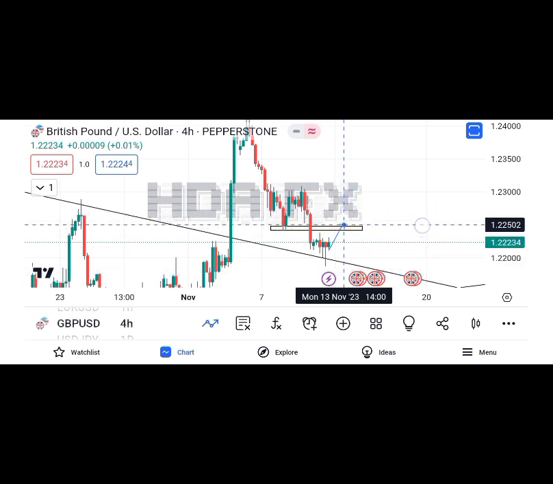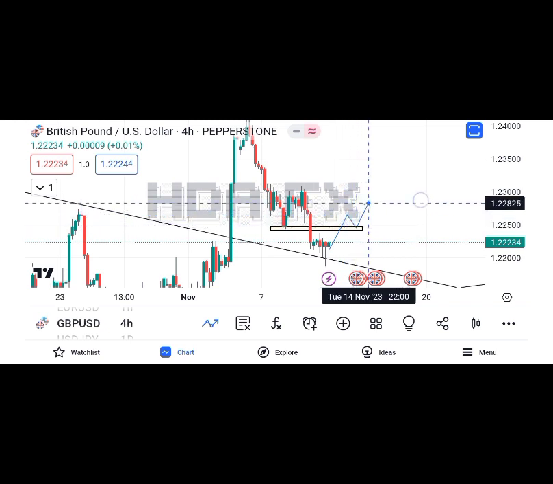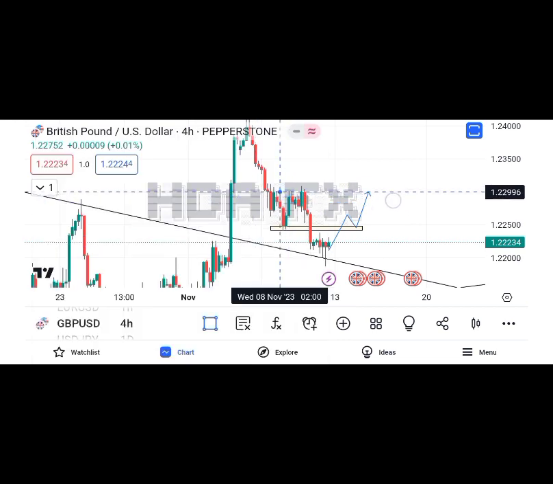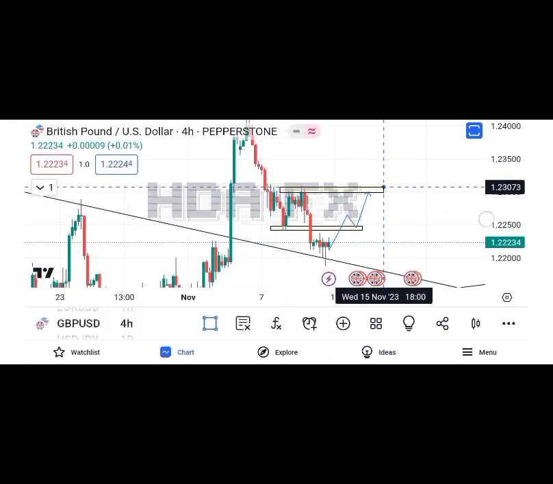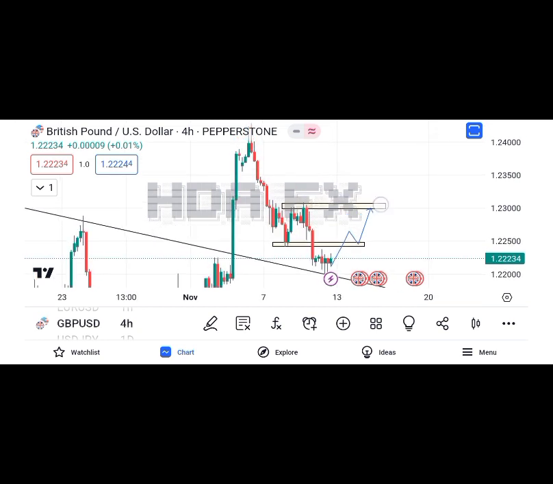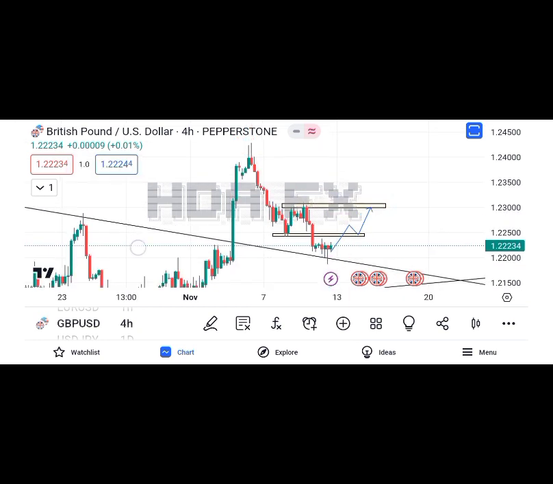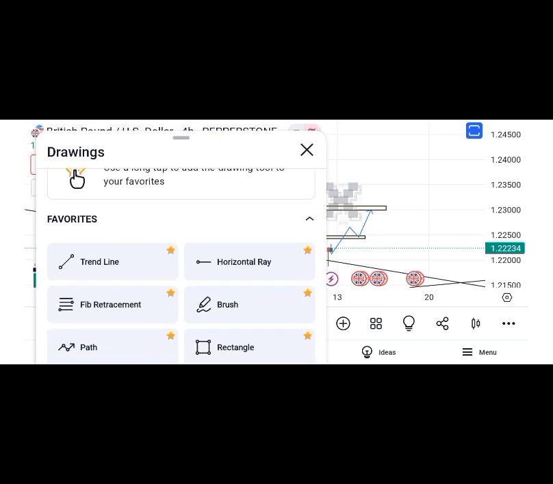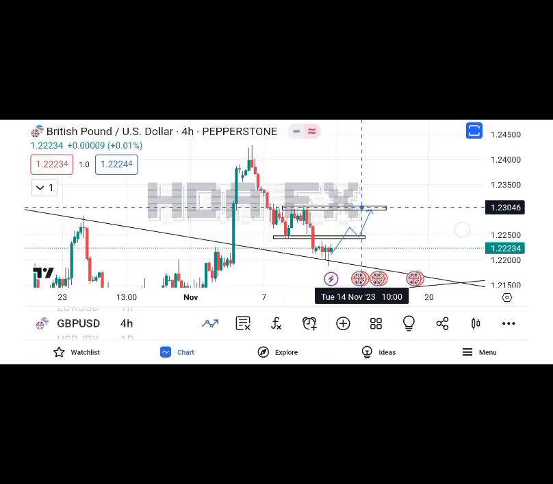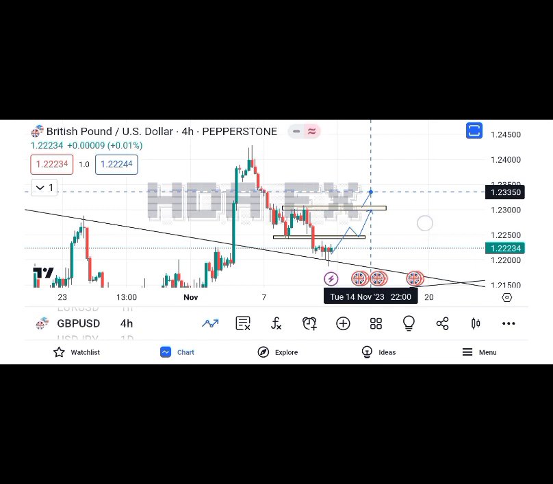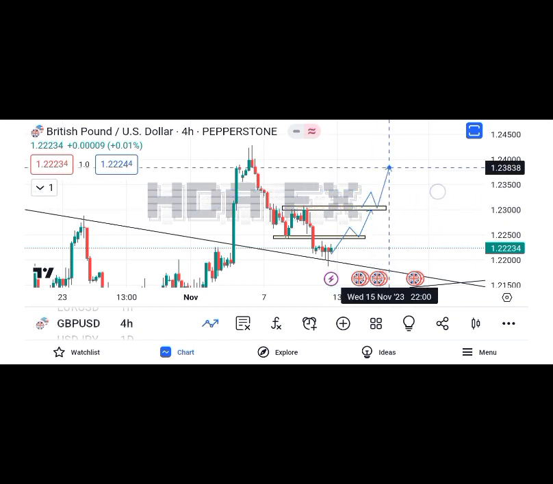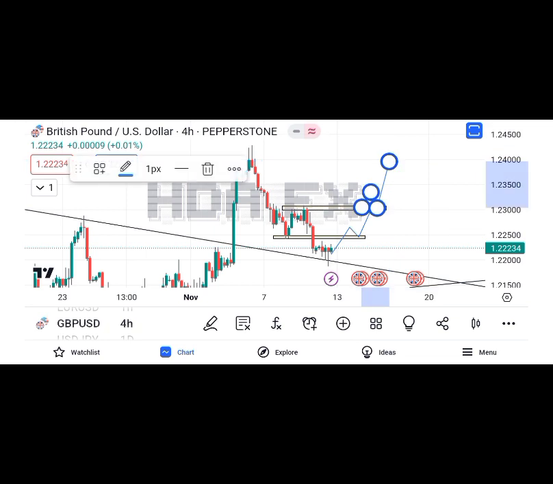I want to see price break this zone upward here, then wait for a retest to this zone here, then continue buying up to this point here. When price gets to this point, actually I'll be taking my TP here. So we are going to have a zone here, and I'll take my TP at this particular zone. For further buys, I want to see GBP USD break this zone here, then wait for a retest to this zone, then continue buying up to this point here. So this is my simple analysis on GBP USD.